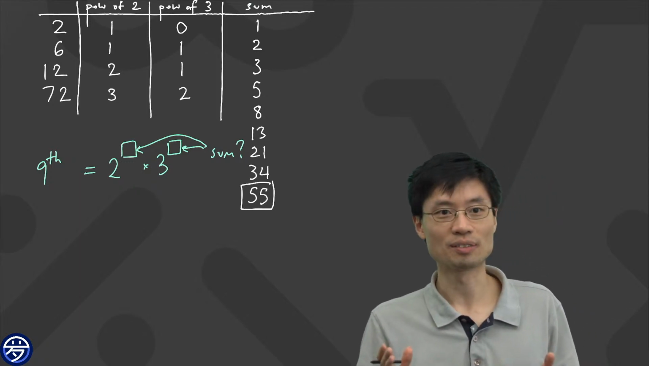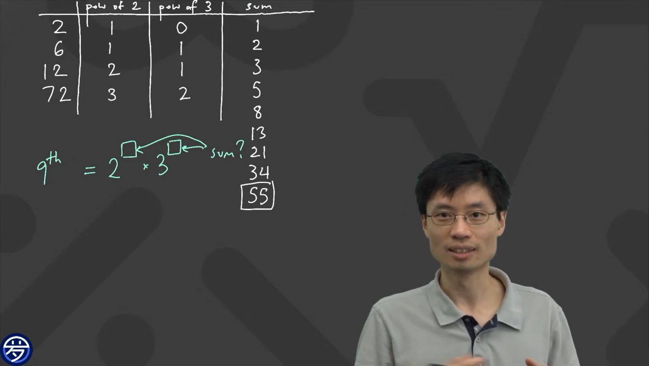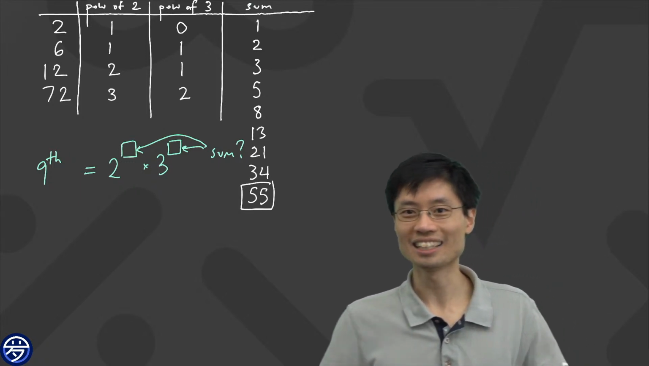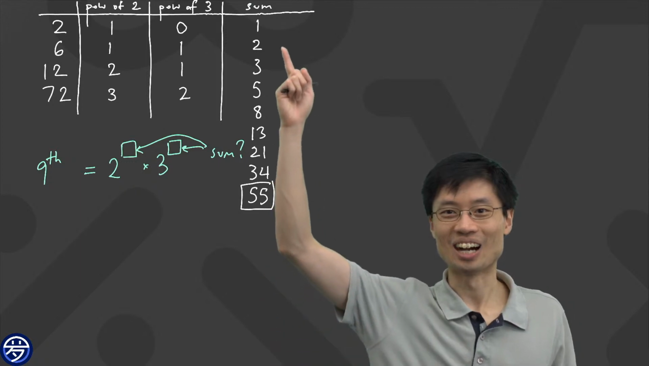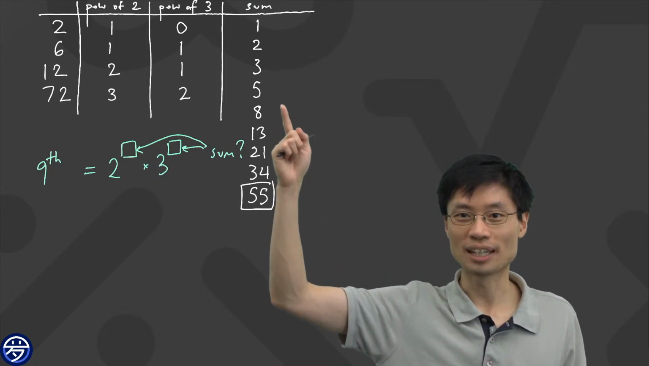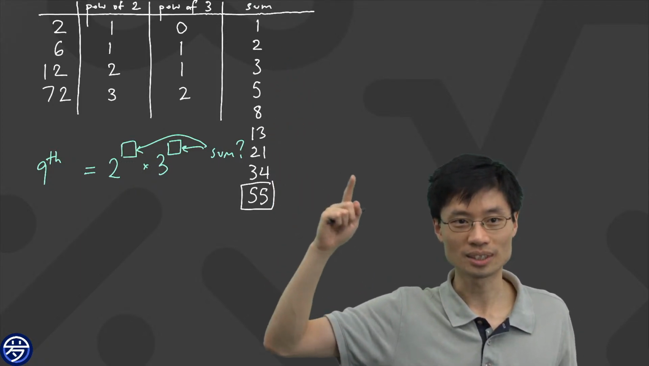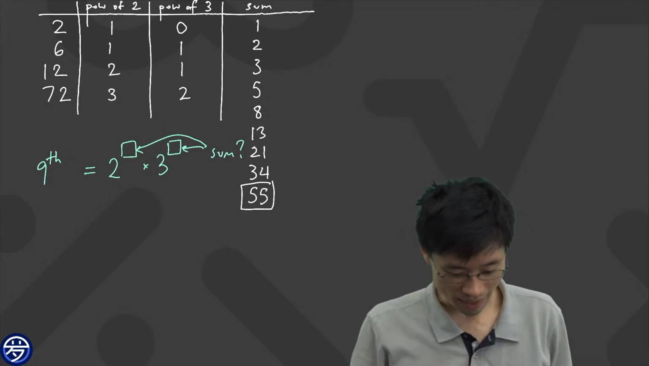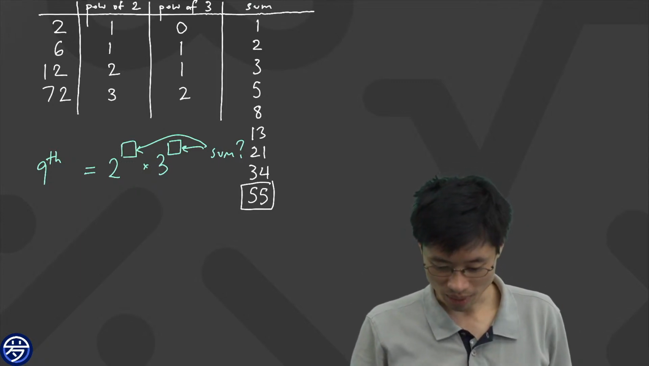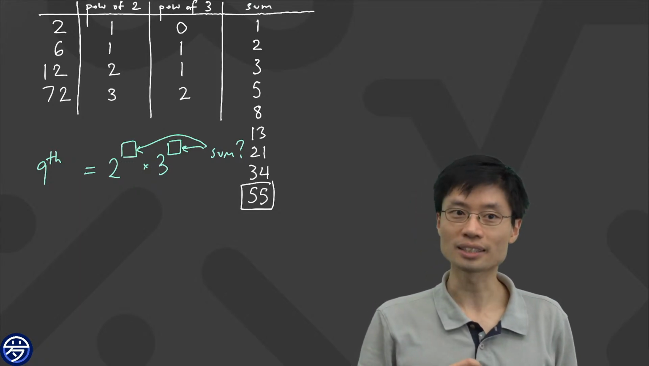I'll make a guess for 55. But I see people said 89. So maybe I screwed up. It's 89? What happened? Okay. 1, 2, 3, 5, 8, 13. What just happened? So we want the 9th term. Honestly, my counting skills are very weak. But I think that's actually the 9th term.